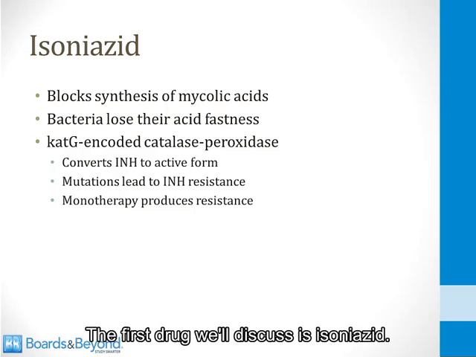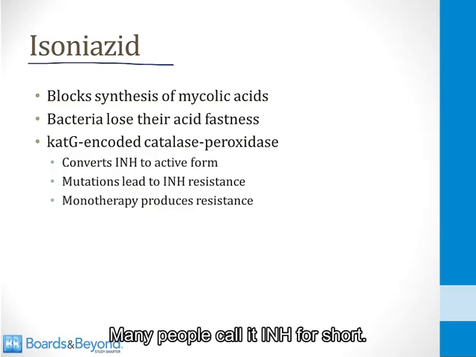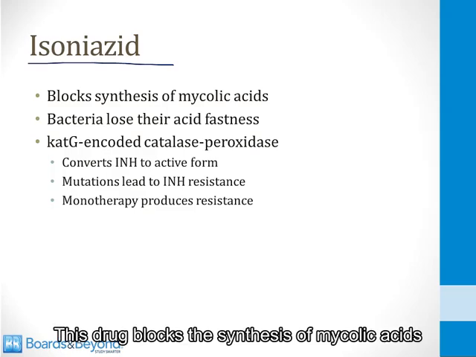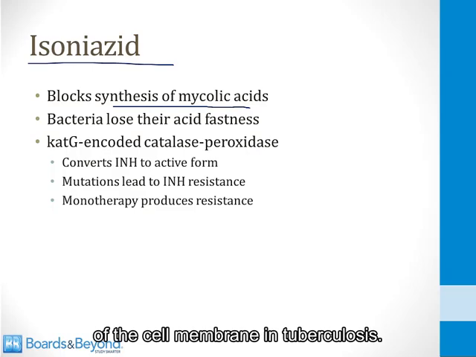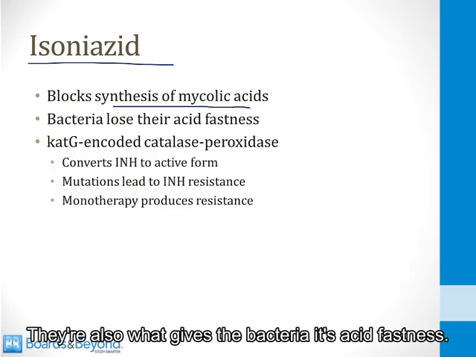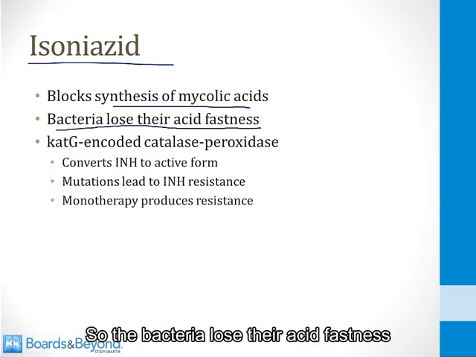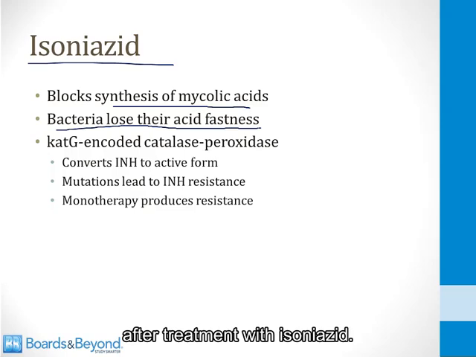And the first drug we'll discuss is isoniazid. Many people call it INH for short. And this drug blocks the synthesis of mycolic acids. And recall that those mycolic acids are key components of the cell membrane in tuberculosis. They're also what give the bacteria its acid fastness. So the bacteria lose their acid fastness after treatment with isoniazid.